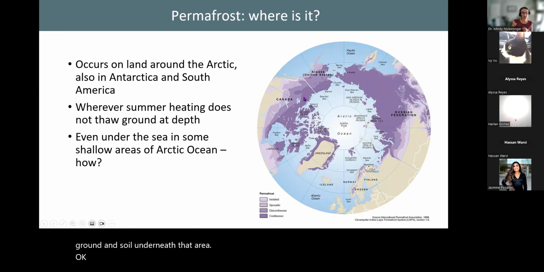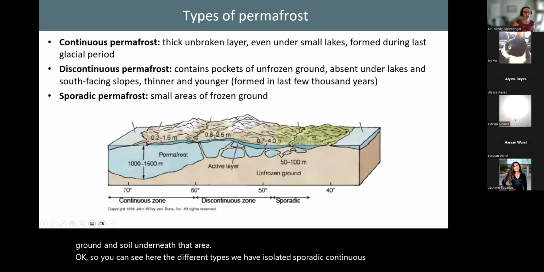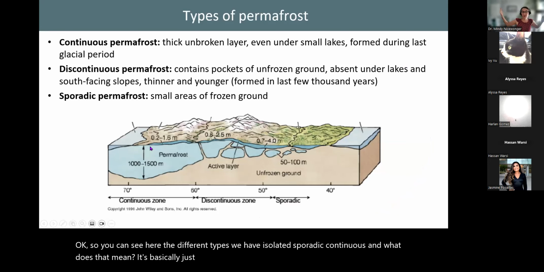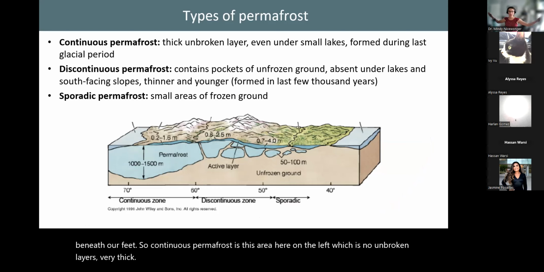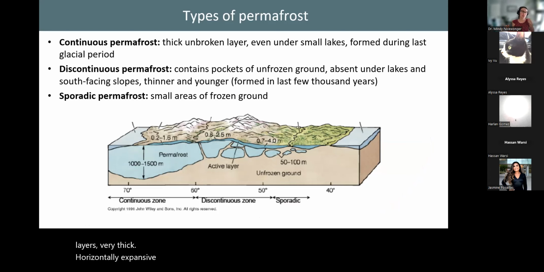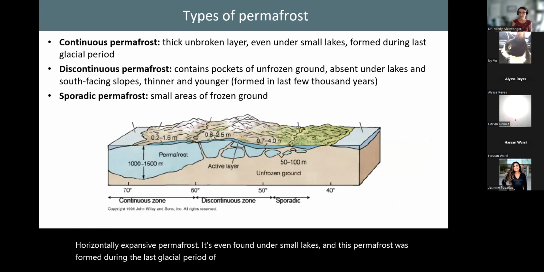Okay, so you can see here the different types. We have isolated, sporadic, and continuous, and what does that mean? It's basically just the horizontal extent of the permafrost beneath our feet. Continuous permafrost is this area here on the left, with no unbroken layers, very thick, horizontally expansive permafrost. It's even found under small lakes. This permafrost was formed during the last glacial period of about 25,000 years ago. This area in the Arctic has stayed cold enough that it has not thawed.